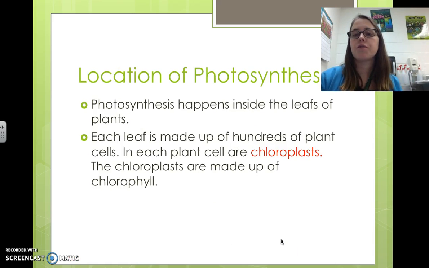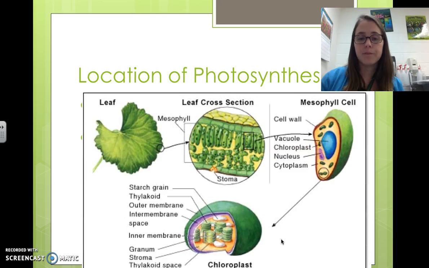So, the location of photosynthesis. Photosynthesis happens inside the leaves of plants. Each leaf is made up of hundreds of plant cells, and in each plant cell are chloroplasts. These chloroplasts contain chlorophyll. So we have a leaf.